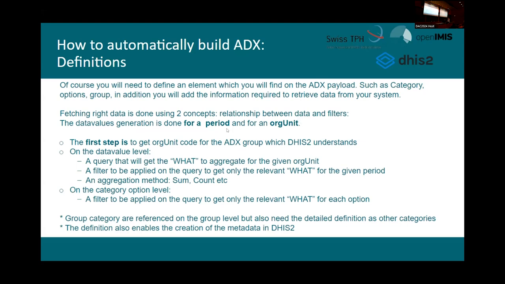And like I mentioned earlier, you have to have the period and the org unit. So the first step, you need to find out the org unit and then the ADX group and all these things you have to fetch from your system. That's what we are doing. We are fetching everything from OpenIMIS. So a query that will get the what. Like we all know, there is what, where, and when. So we are talking about the what here: the org unit, and then the filter to be applied on the query to get only the relevant what for the given period.